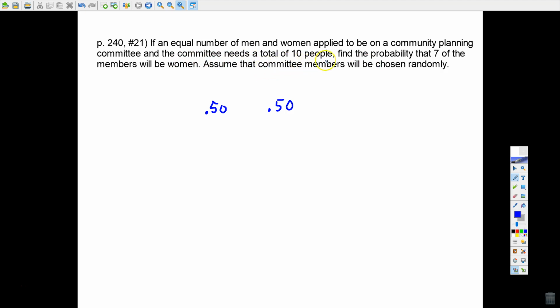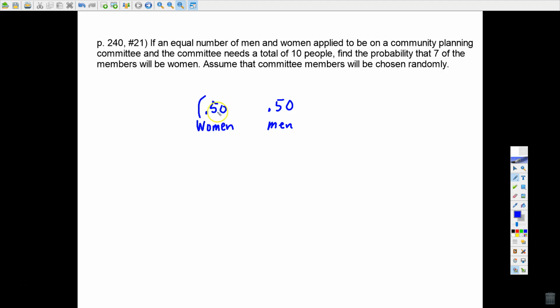All right, the committee needs a total of 10 people. They want us to find the probability that 7 of the members will be women. So the way I typically set these up is I will take whatever the problem is asking for. It's eventually wanting me to find out the likelihood that a certain number of these will be women, and I will just let this first percentage represent what the problem says. So this will be the likelihood for women, and then obviously this is going to have to be the likelihood for men.